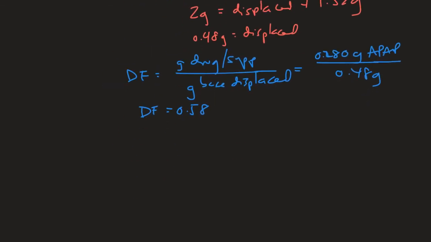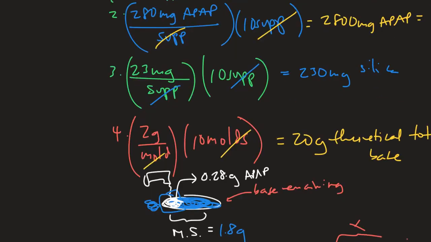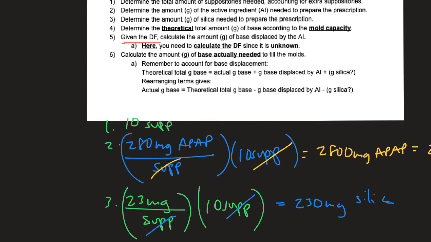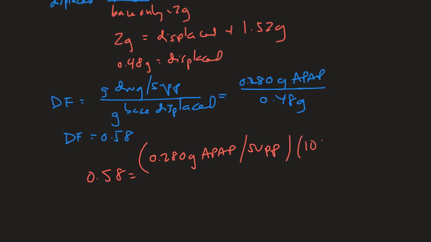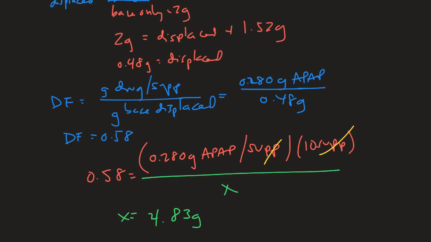So now we're going to figure out how many grams of base are displaced overall. Step 5 says, given the density factor, calculate the amount of base displaced by the AI. So 0.58 equals grams of drug per suppository: we have 0.280 grams APAP per suppository, we're making 10 suppositories, suppositories cancel out, divided by x grams of base displaced. So the total amount of base displaced is 4.83 grams.